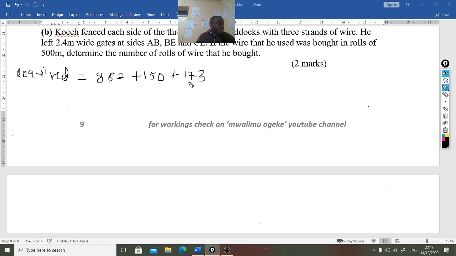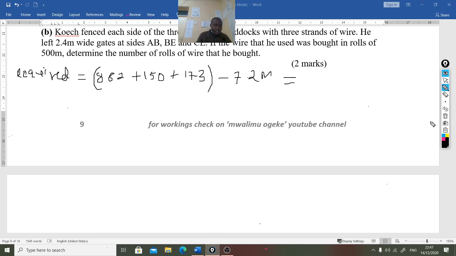Which other side we didn't add? Those are the only 2 that we do not add. Then whatever we get, we subtract the gate. The gate 2.4 meters times 3. Remember, you leave 3 sides. 2.4 times 3, because it is 3 places, you get 7.2. So we subtract 7.2 meters to get whatever you will require.